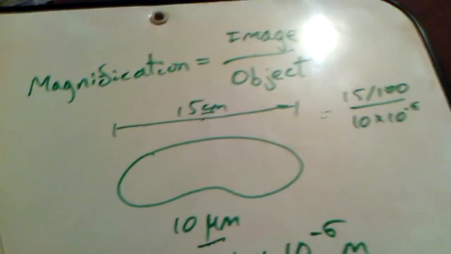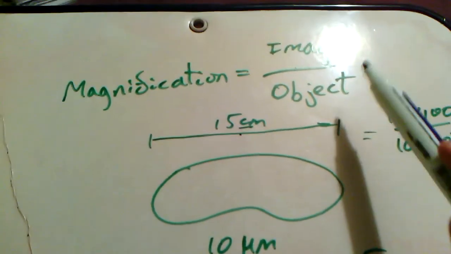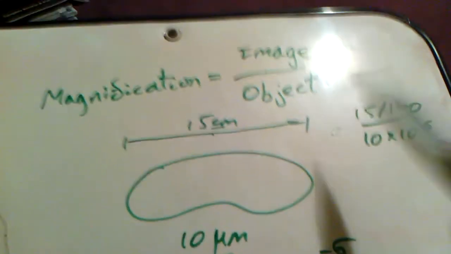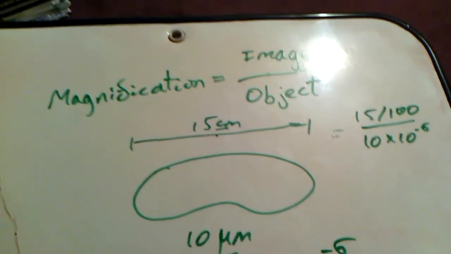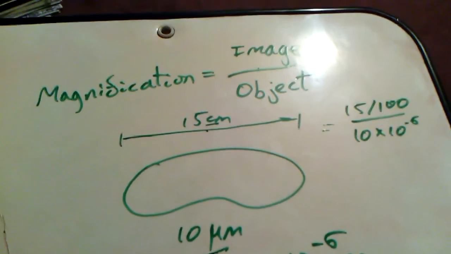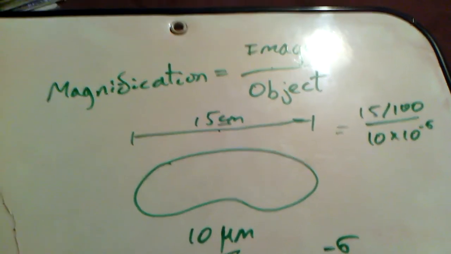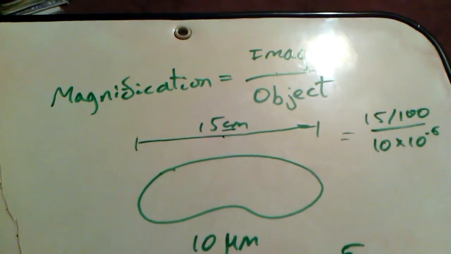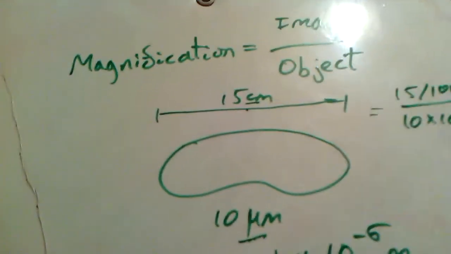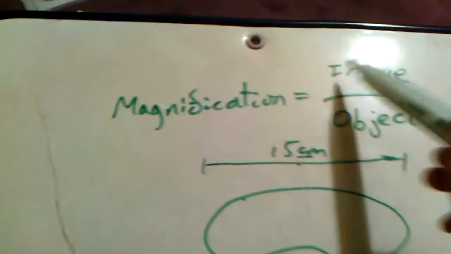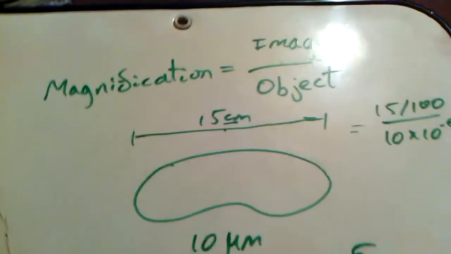So it's a ratio. If it was object over image, the object is the smaller number, so you're going to get a very small magnification, less than 1. That's not going to make any sense whatsoever. So it's obviously going to be image over object. Another way you can remember it is that I comes before O in the alphabet. There you go, job done.